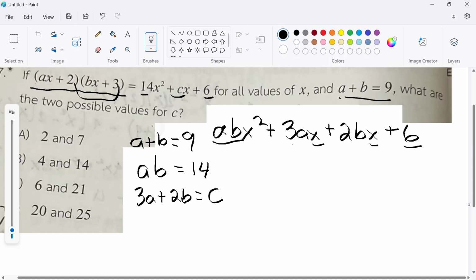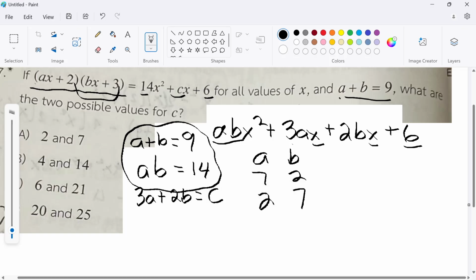So I'm going to use these two equations. You can probably figure it out yourself. What are two numbers that multiply to 14 and add to 9? Well, 7 and 2. If a is 7, b is 2: 7 times 2 is 14, 7 plus 2 is 9. If a is 2, b is 7: 2 times 7 is 14, 7 plus 2 is 9.